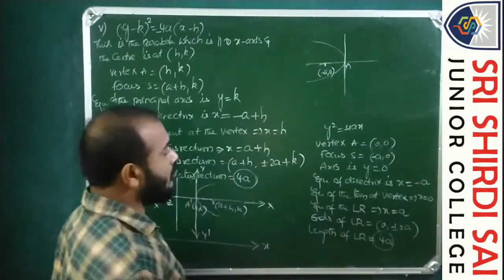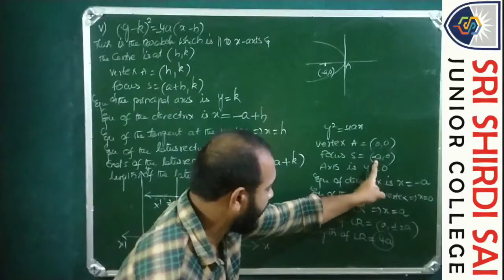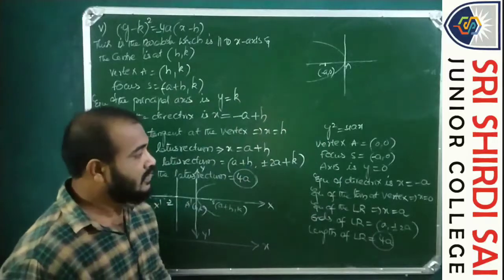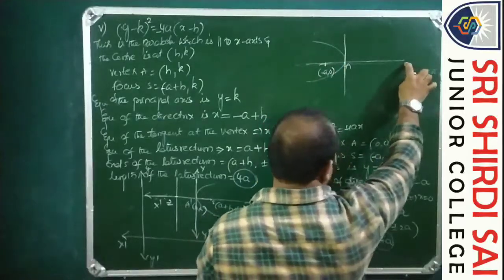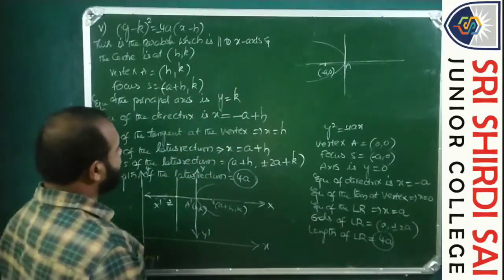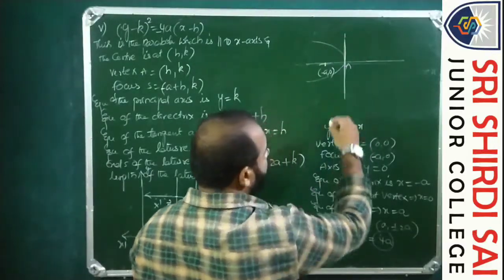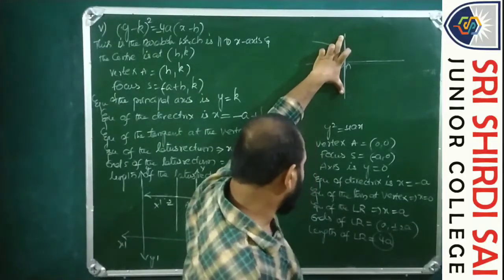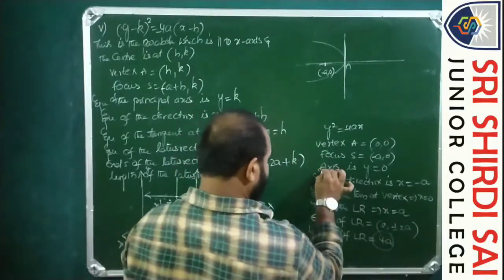So with the focus, the x coordinate h and y coordinate k will be added. So minus a plus h comma k, and axis is, this is the axis, the equation of x axis is y equals to 0. Here equation of the principal axis is y equals to k, and the equation of the tangent at the vertex, this is the tangent. So what is this? Y axis. Y axis is x equals to 0.